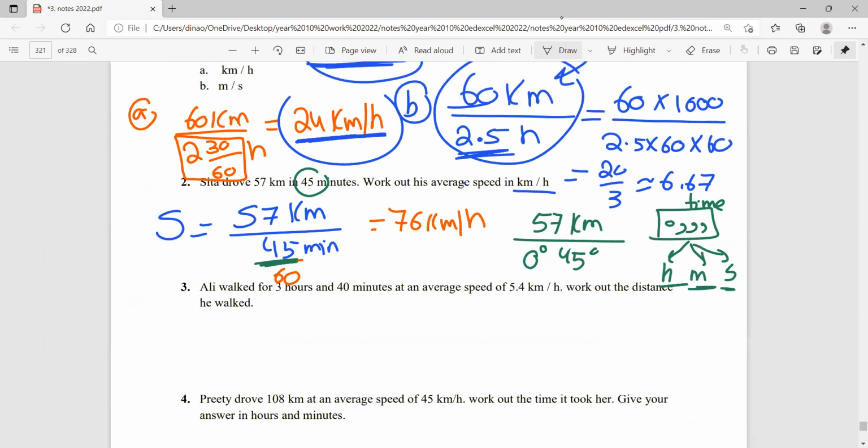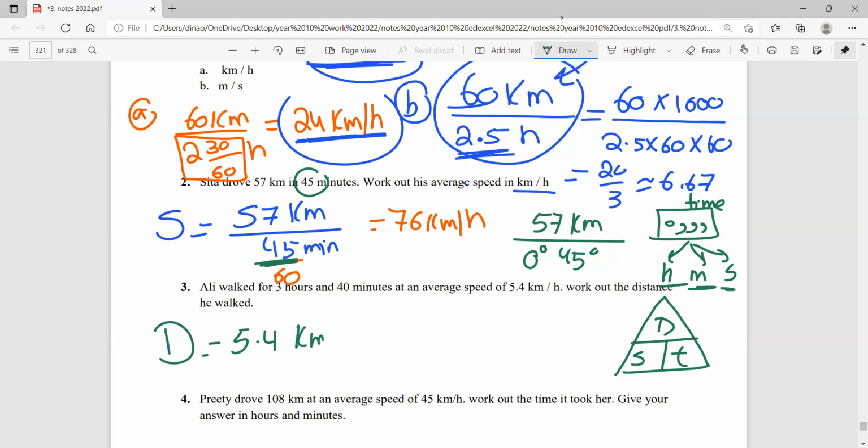Here it says Ali walked 3 hours and 40 minutes, work out the distance. Speed equals... no, what nonsense am I writing. Below: speed equals distance over time. In this question I am required to calculate distance. Now let's see, the distance is speed times time. The speed is given in kilometer per hour. That means when I multiply the speed by the time, the time must be entirely in hours.